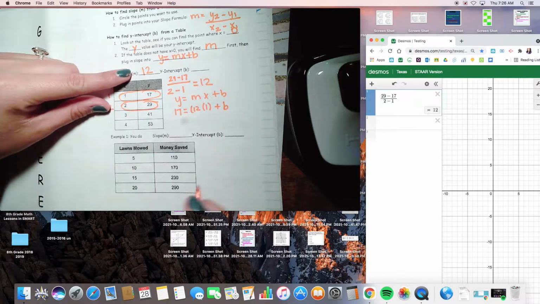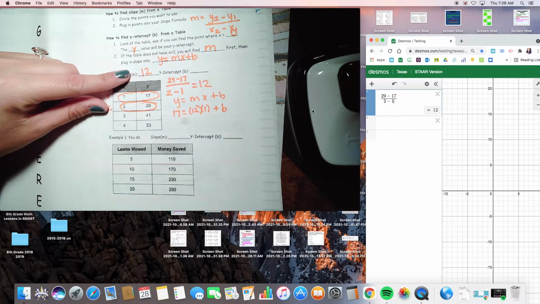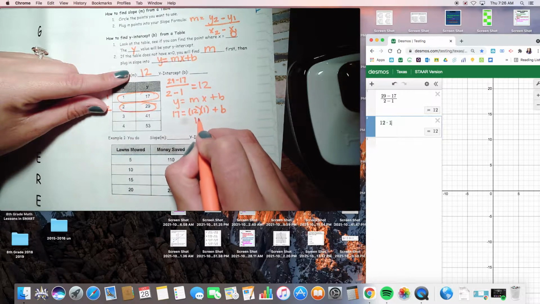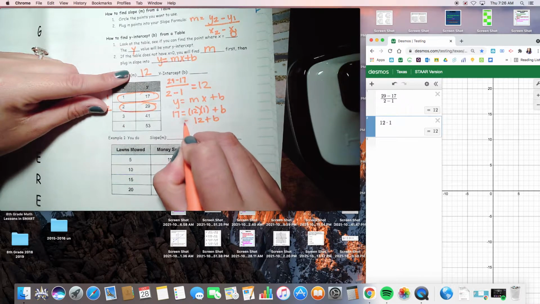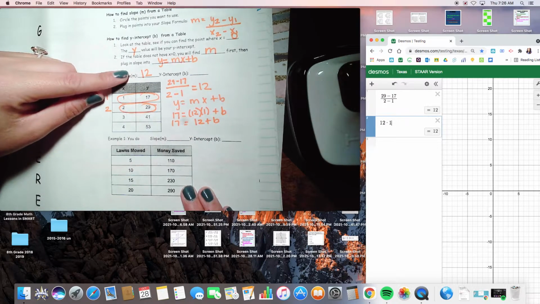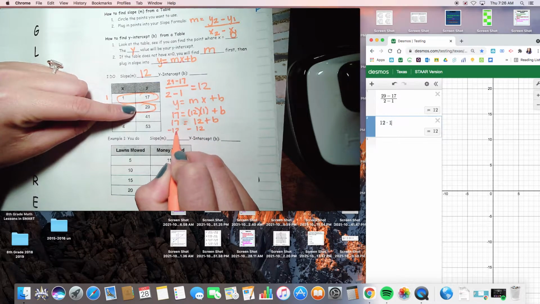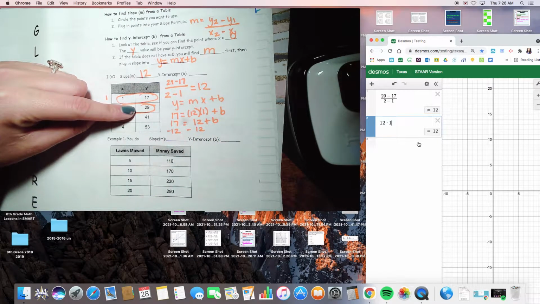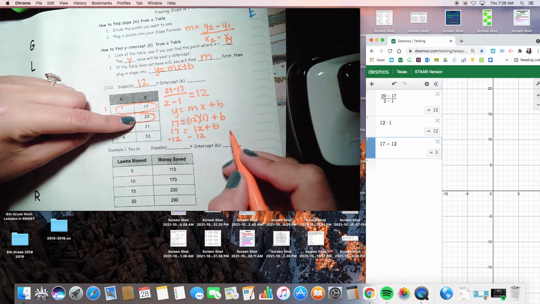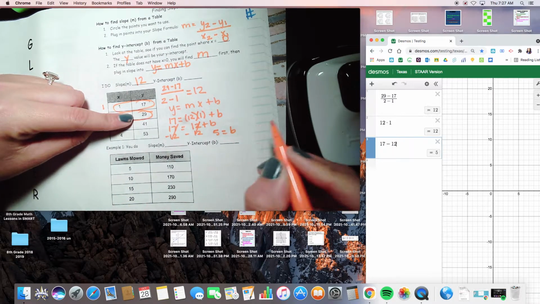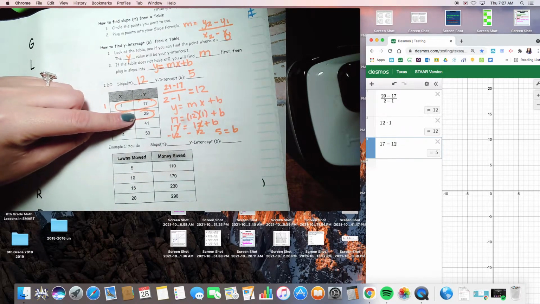B, I don't know what that is. Okay, so now I'm just going to go to Desmos and I'm going to do 12 times 1, which equals 12. So that's 12 plus b equals 17. Okay, so this is a one-step equation. All you have to do is subtract 12 from both sides to see what b has to be. So that would be 17 minus 12, which gives me 5. So I'm going to put 5 equals b. So my y-intercept is 5.